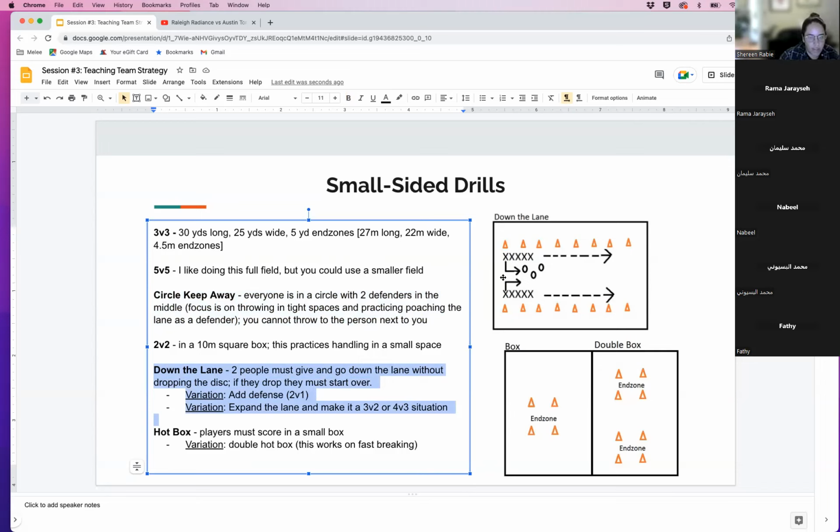Variations, you can add a defender, so you can do 2v1. You can make a lane bigger, make it a 3v2 or a 4v3 situation. So that's a really good one if you don't have a lot of numbers.